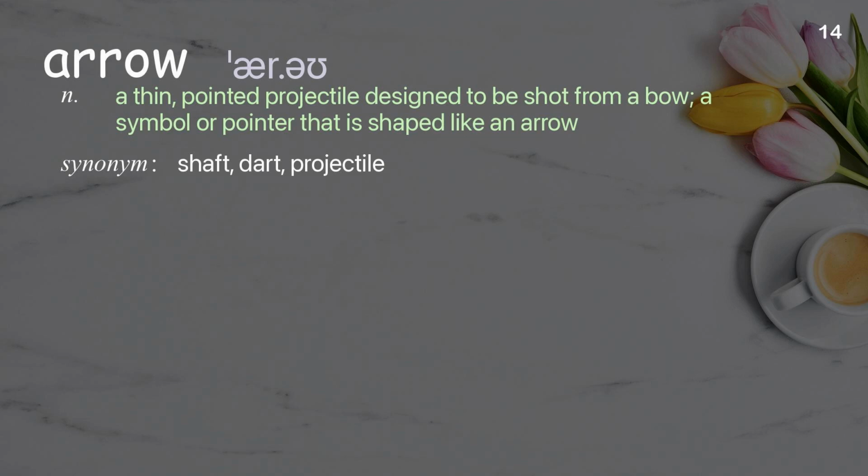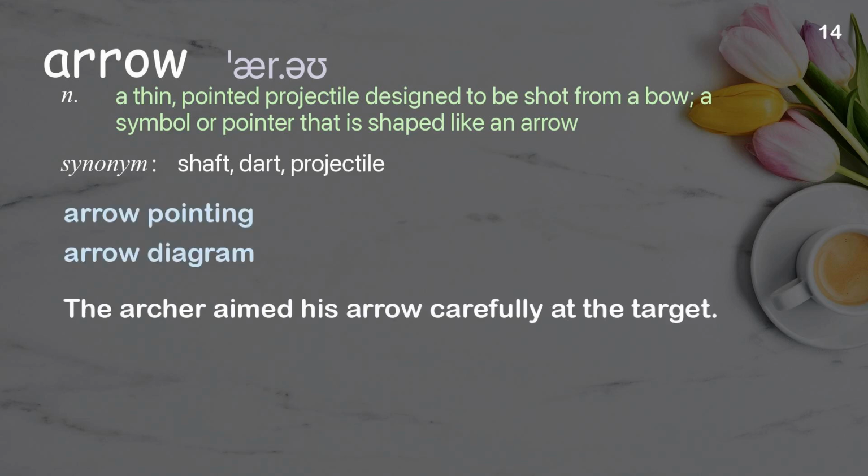Arrow. A thin, pointed projectile designed to be shot from a bow, a symbol or pointer that is shaped like an arrow. Examples: Arrow pointing. Arrow diagram. The archer aimed his arrow carefully at the target.